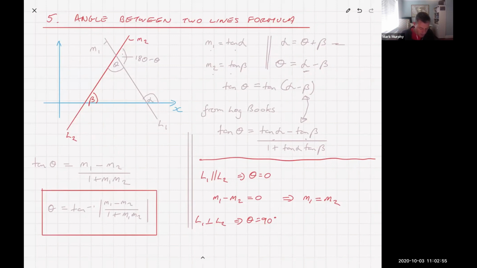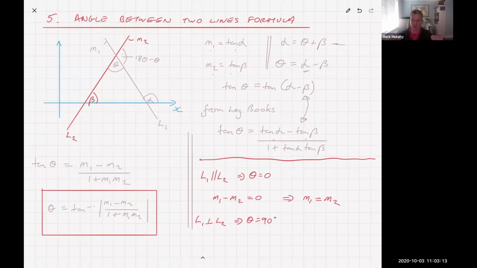Now, for that to be right, this is a bit of trigonometry, but just take my word for it. For the inverse tan of something to be 90 degrees, it's undefined, isn't it? It comes up as undefined in the log tables, right?